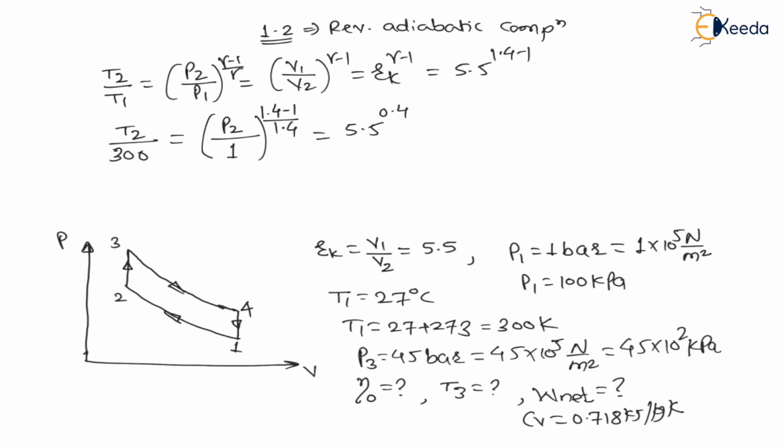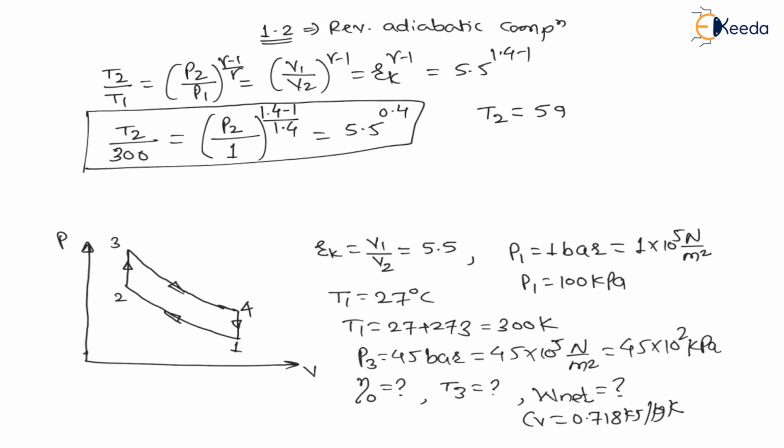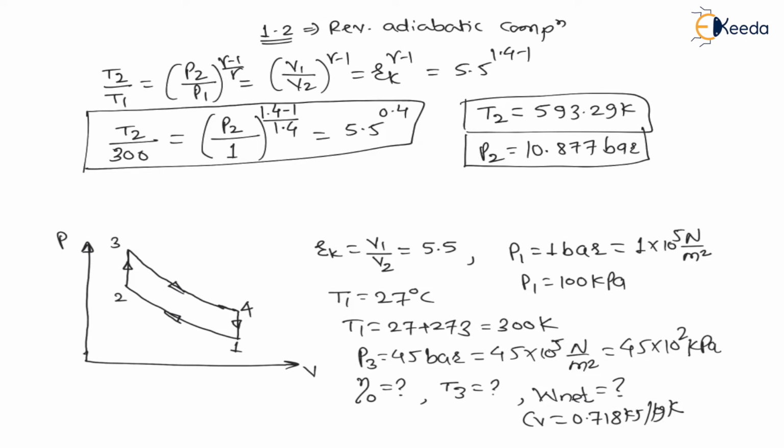Now my dear students, in these two equations, if I equate first with last and second with last, then I will get T2 first and then P2, right? So solve for T2, then you will find T2 will be equal to 593.29 Kelvin from this equation, and you will find P2 is equal to 10.877 bar, because P1 is kept in bar. Therefore you will find it in bar. Now my dear students, let us jump on to the next process, that is the 2 to 3 process.